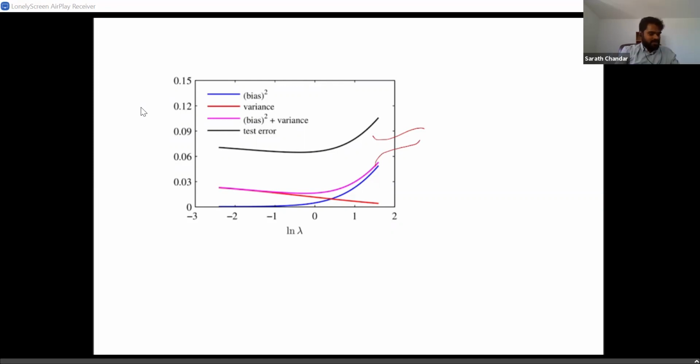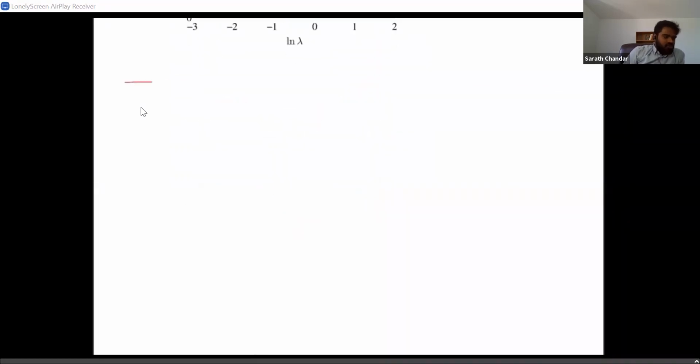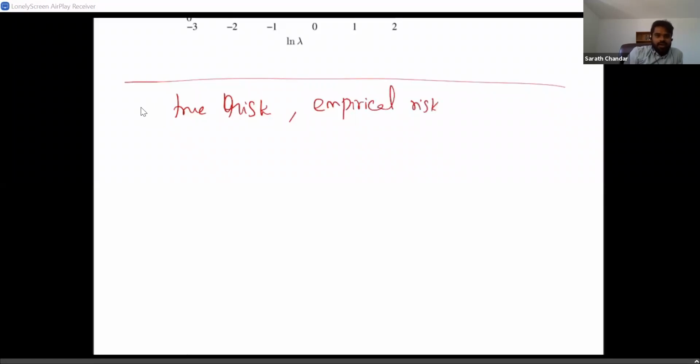Okay, so to summarize what we have seen so far, there are three important concepts. One is true risk, which is what we care about, but in practice we can never compute this. So we often compute the empirical risk, and there is also the overfitting that we have discussed several times. Now let's find the relationship between these three terminologies.